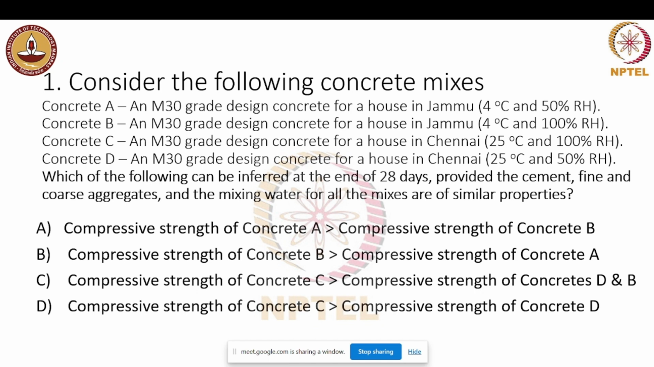Please read the options. First, compressive strength of concrete A is more than compressive strength of concrete B. The difference between A and B is mostly the relative humidity. Option B is strength of concrete B is more than strength of concrete A. Option C is strength of concrete C is more than strength of B and D. And option D is compressive strength of C is more than compressive strength of D. Take 2 minutes, and if anybody knows the answer or can guess the answer, please reply.